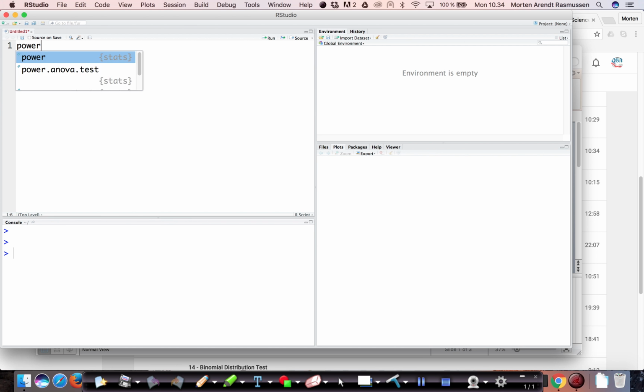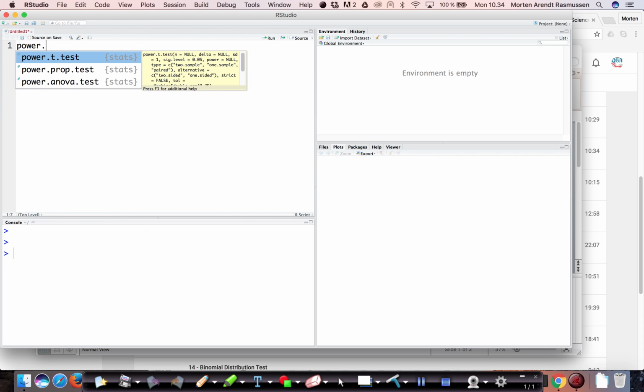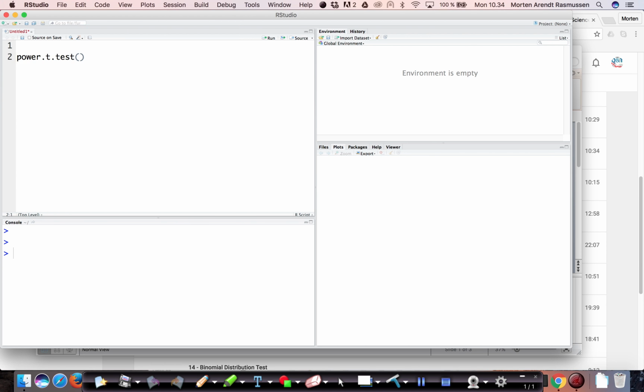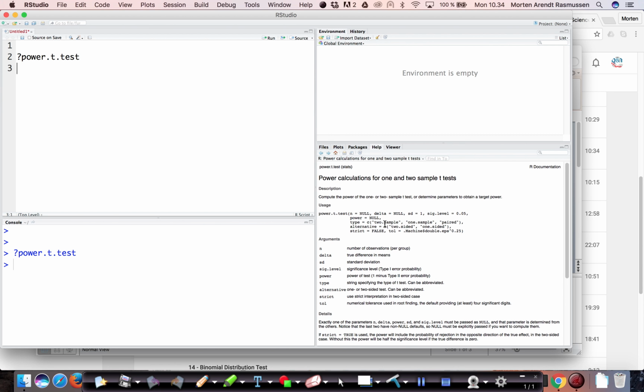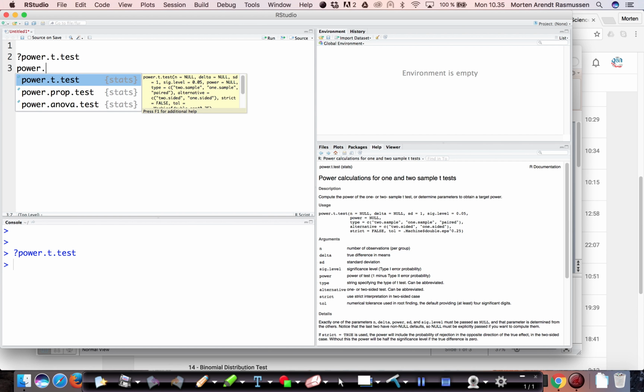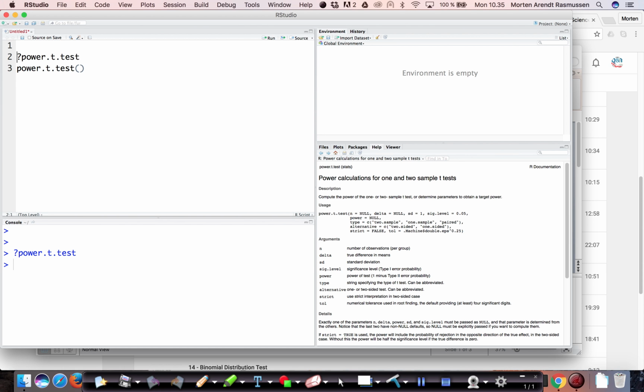There is a neat function in R which is called power.t.test, and if you simply run the question mark in front, you'll get the documentation for it. And here you have all the ingredients: how many observations there are in each group, what is the difference between the means, what is the standard deviation, significance level, and power, and so forth. So let's just try to use this.